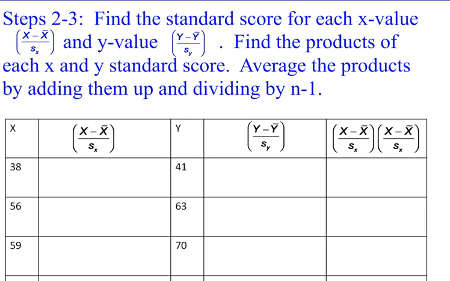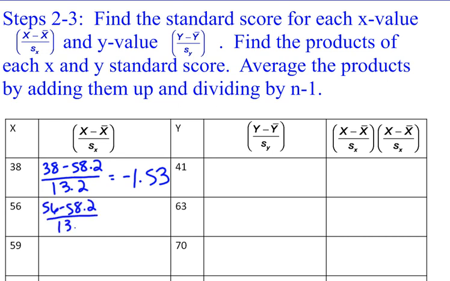So for this first one, I take 38 minus 58.2, which is my x bar, divided by 13.2, equals negative 1.53. If I had calculated my mean or my standard deviation wrong, wouldn't all this work be wrong? Yes. So be very careful to be very precise in your work and make sure that you're looking at those things and writing those down correctly. So keep going. Here I'll take 56 minus 58.2 divided by 13.2. I get negative 0.17.